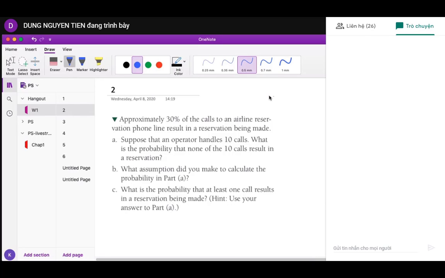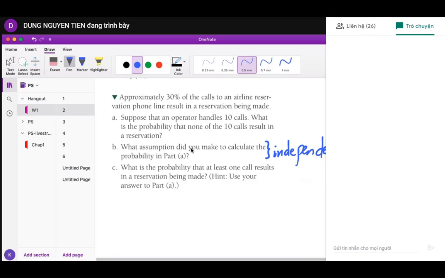Well, let's talk about the assumption first. If you have 10 calls and you want to calculate the corresponding probability, you need the assumption that all the calls are independent. If you don't have the assumption of independence, you cannot calculate the probability. So you need the assumption of independence. Okay, good.